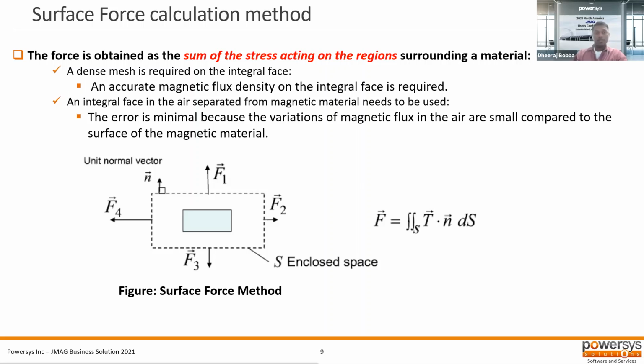There are some downsides to it. Of course, as I said, the dense mesh is required, which increases your calculation time. But the error in this method is minimal, because the variation of flux density in that air region, due to its low permeability, is quite minimal. So the noise or variation in this method is lower.